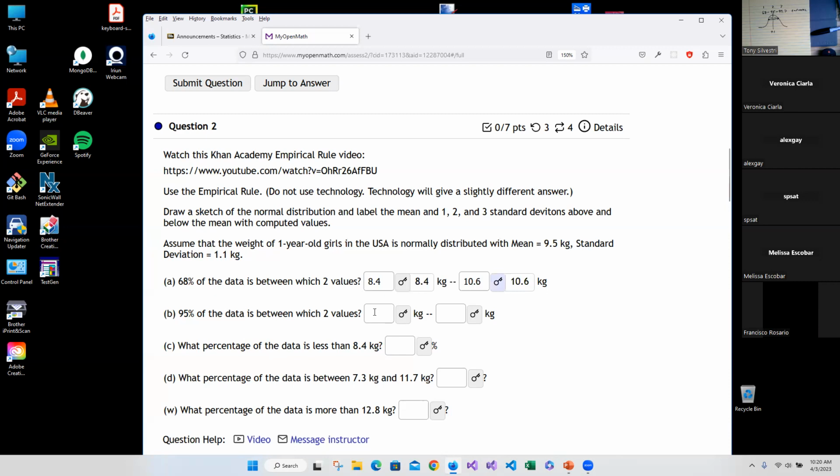95% means 2 standard deviations. 2 standard deviations of 1.1 is 2.2. I have to add and subtract 2.2 from the average. So subtracting 2.2 gives me 7.3, and I add 2.2 to give me 11.7. Okay, check that. Yeah, feeling good. What percentage of the data is less than 6.4? Okay, here we start doing some thinking. We got to do some thinking.